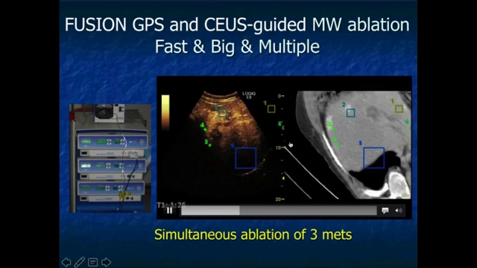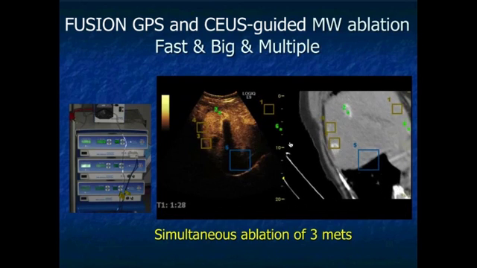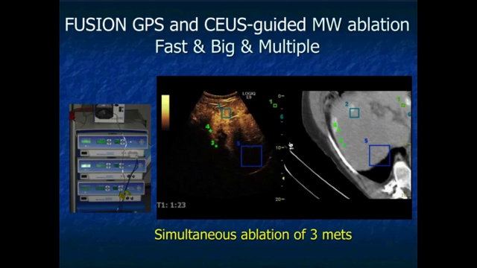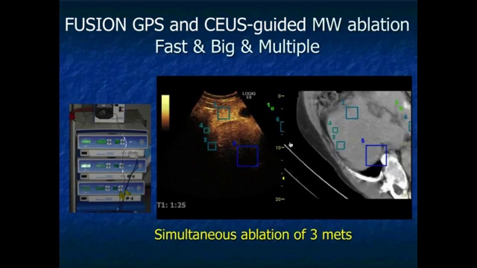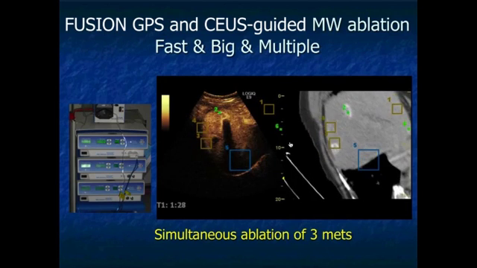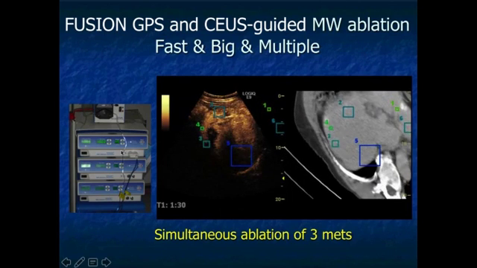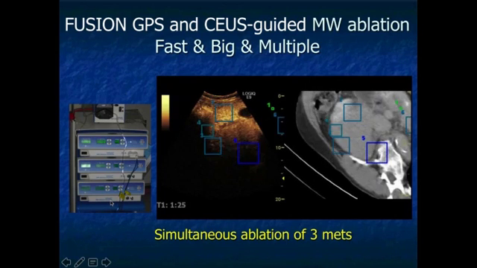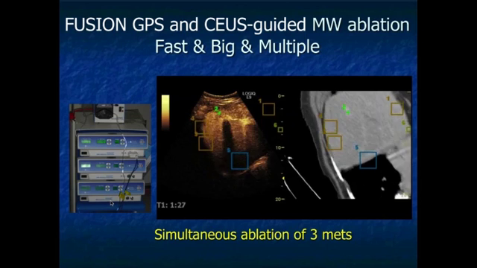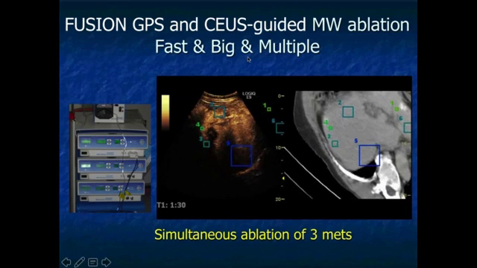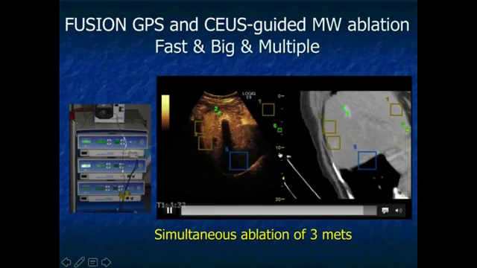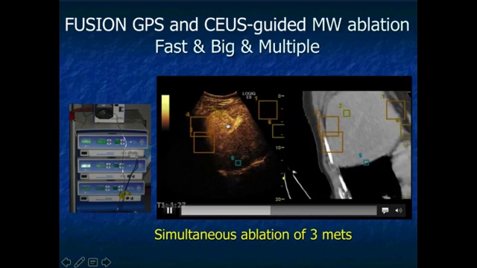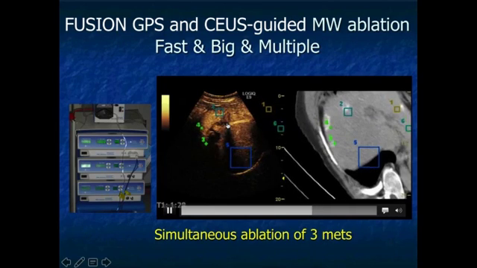You can also take full advantage of having fusion, GPS and CEUS, and you can do simultaneous ablation of more than one tumor. This was a very rare case. This patient had 6 metastases, and with microwave you can do more than one at a time. We have 3 microwave machines, so we actually ablated 3 metastases simultaneously using fusion and CEUS guidance. It looks difficult, but when you have all these GPS positions on the tumors you are ablating, it is actually not as difficult as it looks.